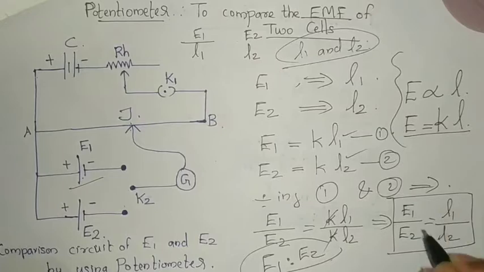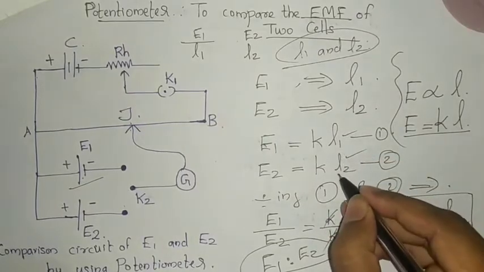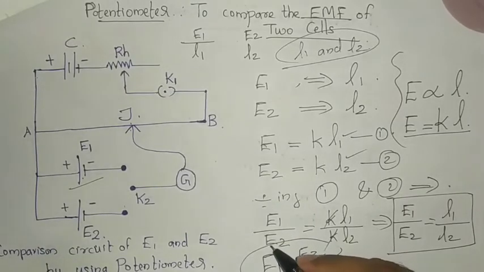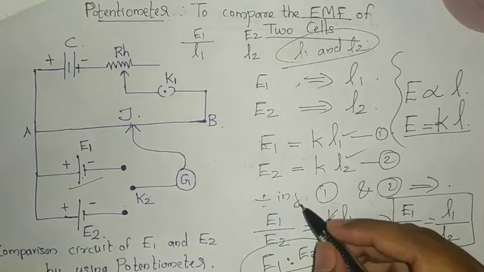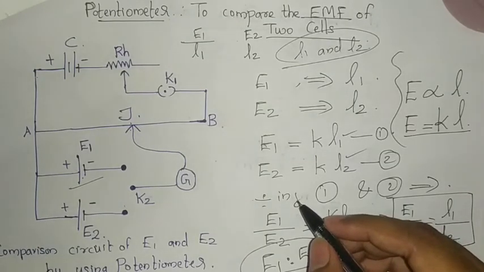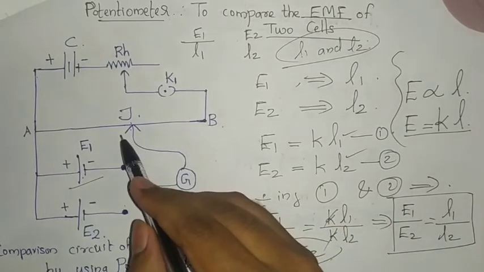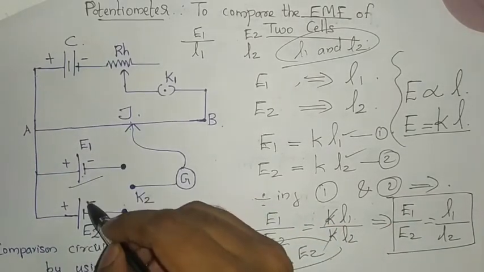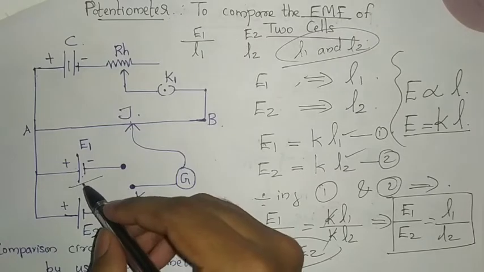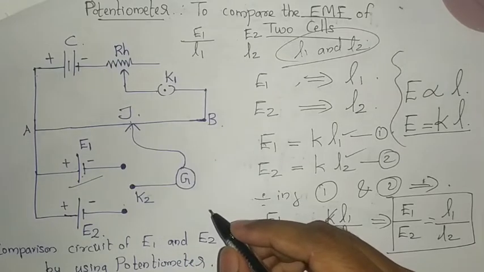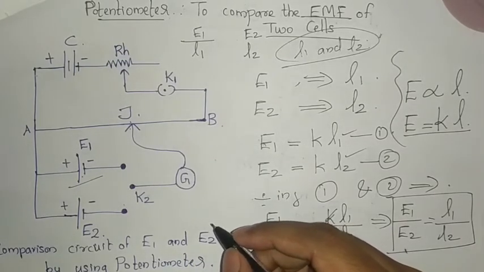Thus, by obtaining the balancing lengths L1 and L2 experimentally, we will be able to compare the cells' EMF E1 and E2. So if the question is asked, how to compare the EMF values E1 and E2 of two cells, simply determine the balancing length provided by each of the cells, L1 and L2. Then after finding L1 divided by L2, you will get the comparison, that is E1 to E2. That is the final answer. Thank you, students.